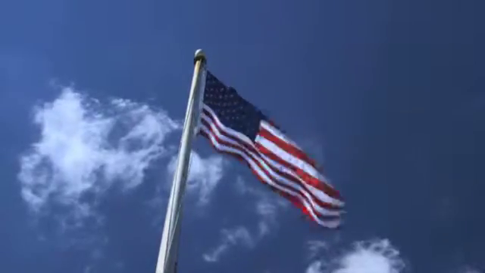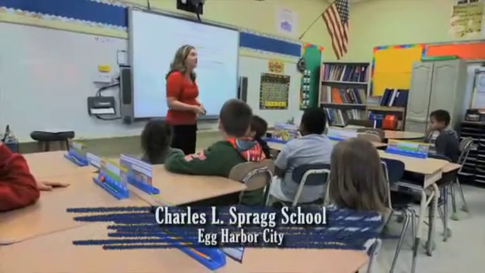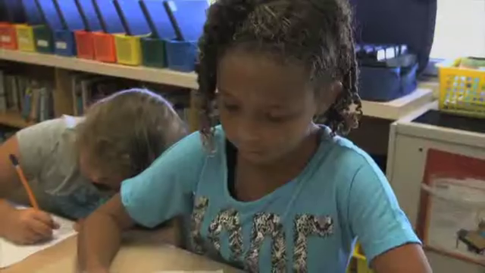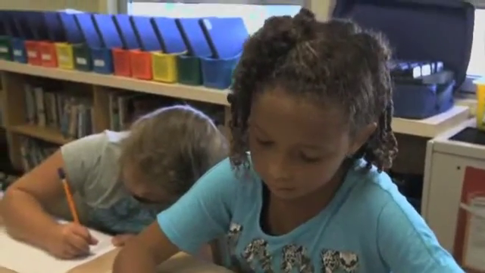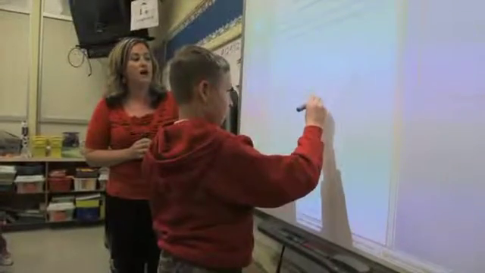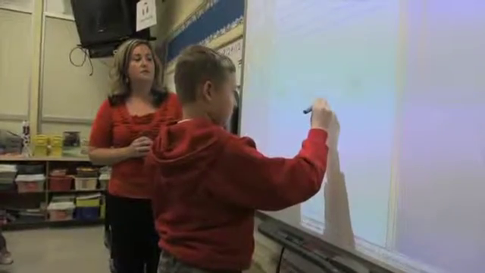Yesterday we talked about rounding to the nearest tens. Today, we're going to expand on that, and we are going to round to the nearest hundreds. This third grade class here in Egg Harbor City is about to dive into a math lesson. Go ahead and write where 479 would go. But the way it's being taught is different from most traditional methods.